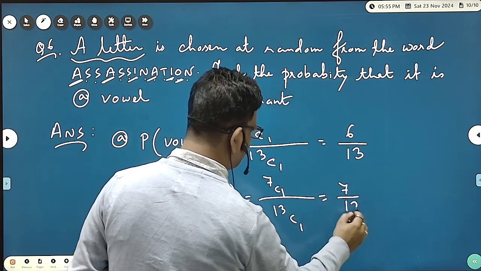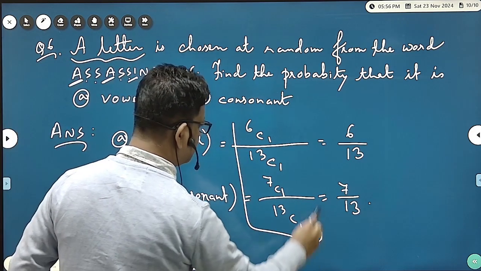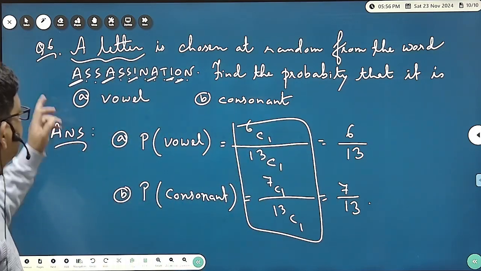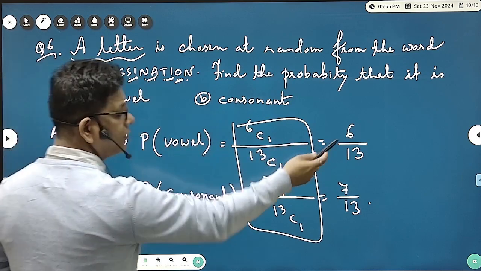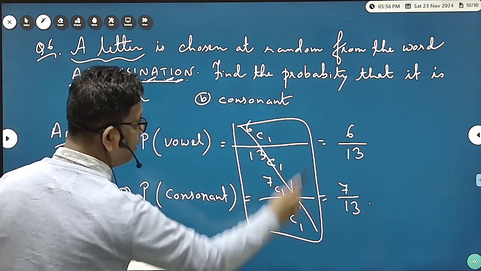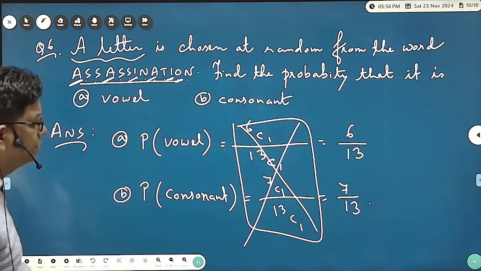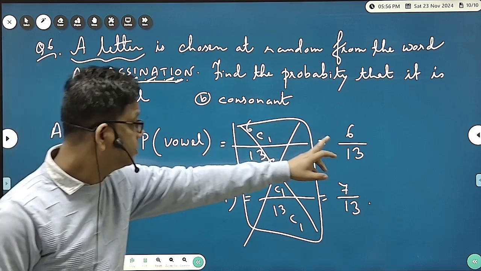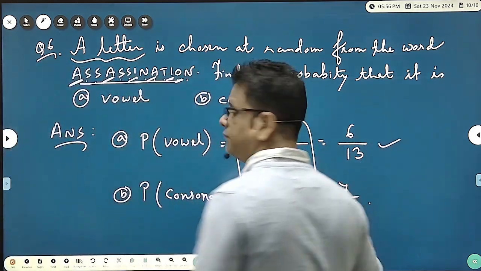The answer is 7 by 13. Now, actually, what I took this question for, try to understand. If we do not do this part, nothing is wrong. Total, how many letters are there? 13. How many vowels are there? 6. We can do it directly.